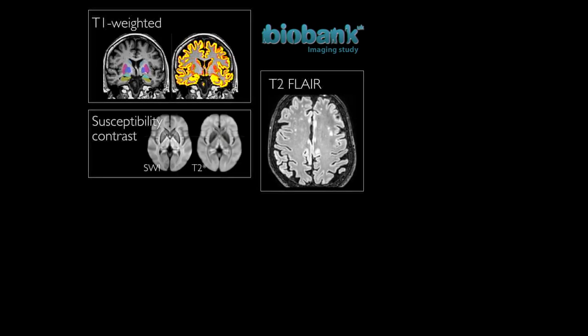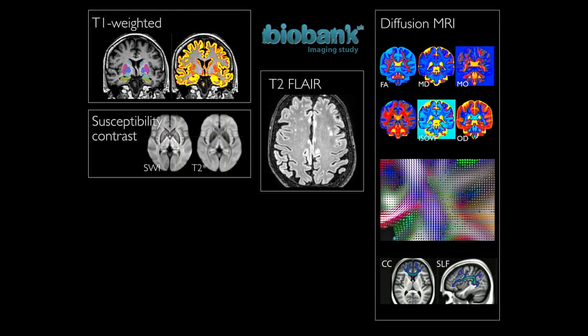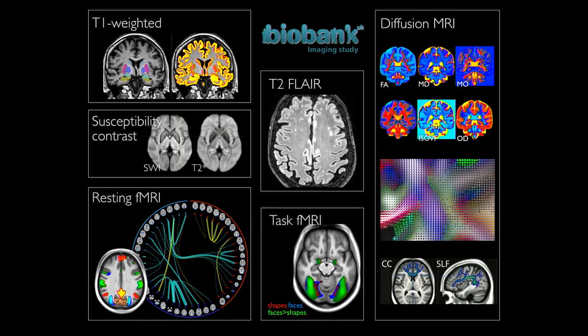I'm going to talk now about the brain imaging part. We have 6 different modalities. The structural modalities are T1 weighted, susceptibility weighted images, and T2 FLAIR. For diffusion, we have 100 different directions in 2 shells. And the functional images are resting state and task fMRI.